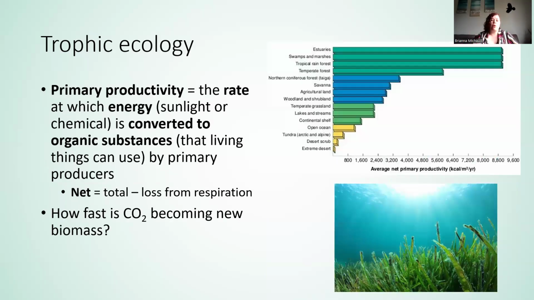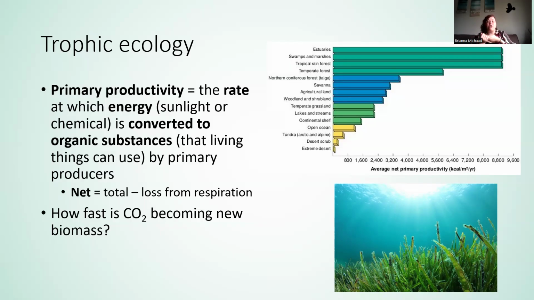Another important thing to talk about when it comes to trophic ecology is primary productivity, because this is the bottom of the food chain, the bottom of the food web. This is the rate at which energy, which is usually sunlight, is converted into organic substances that can be used in the food chain or food web. Basically, how fast is carbon dioxide becoming new living biomass?